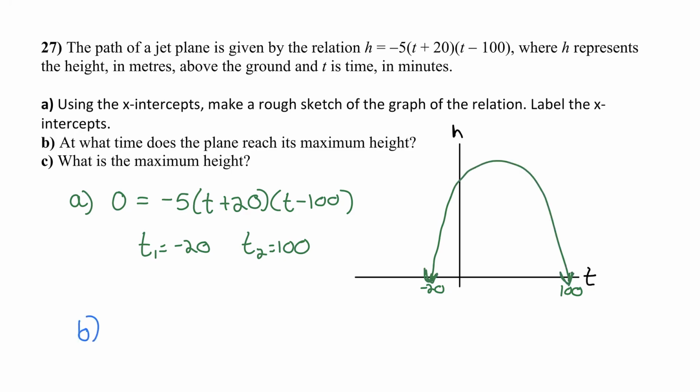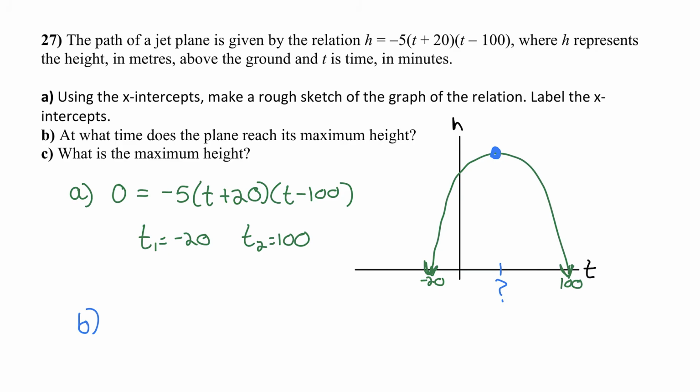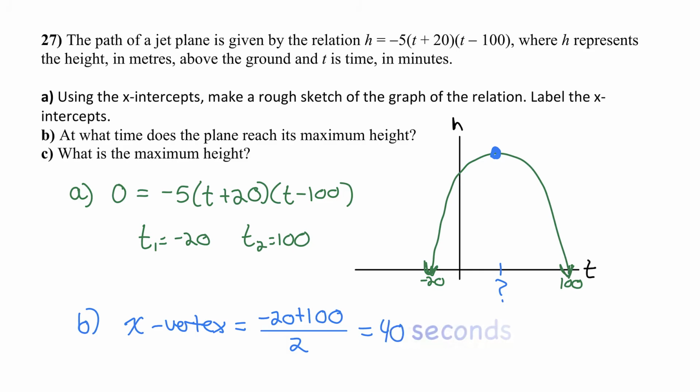Part B says, at what time does it reach its max height? Well, here's its max height right here. And the question says, at what time does that happen? Notice the time at which that happens is going to be right in the middle of the two x-intercepts. So I can find that time, or what we call the x-coordinate of the vertex, or the axis of symmetry, just by adding the x-intercepts and dividing by 2. That finds me the middle of the x-intercepts. 80 divided by 2 is 40. So I now know that that time is 40. So this point is the point 40, something.